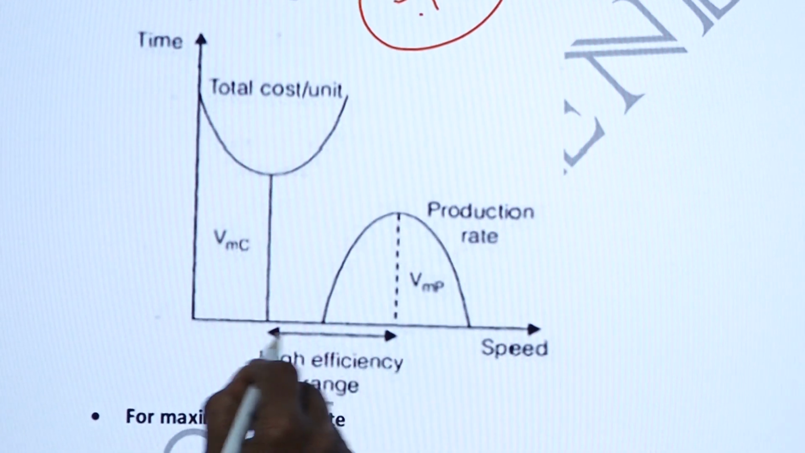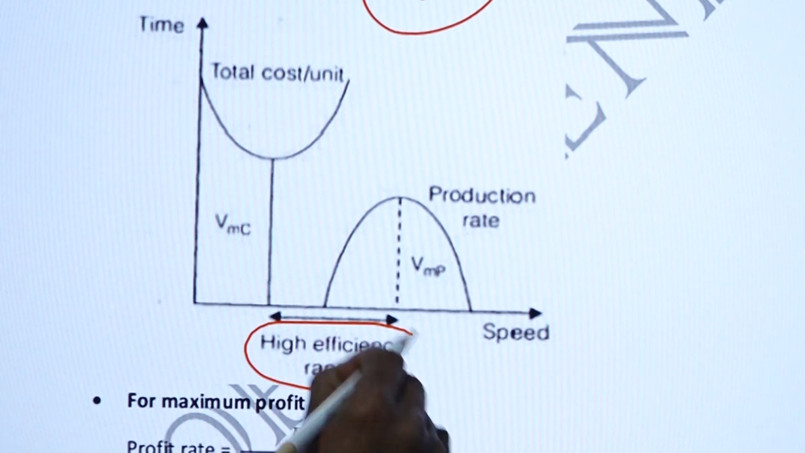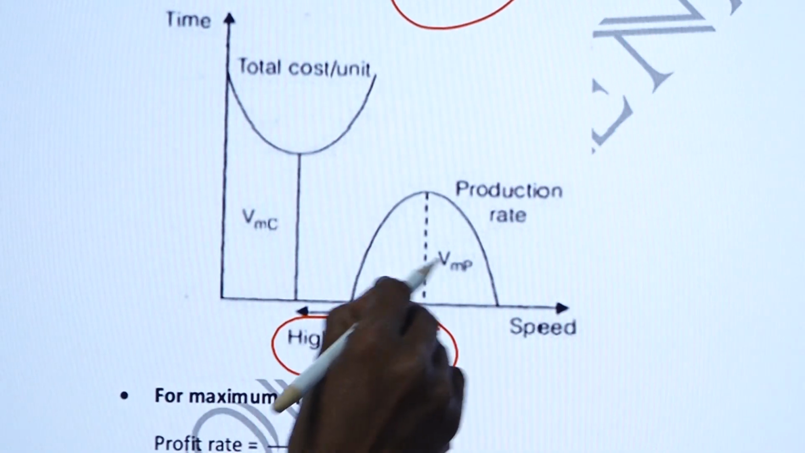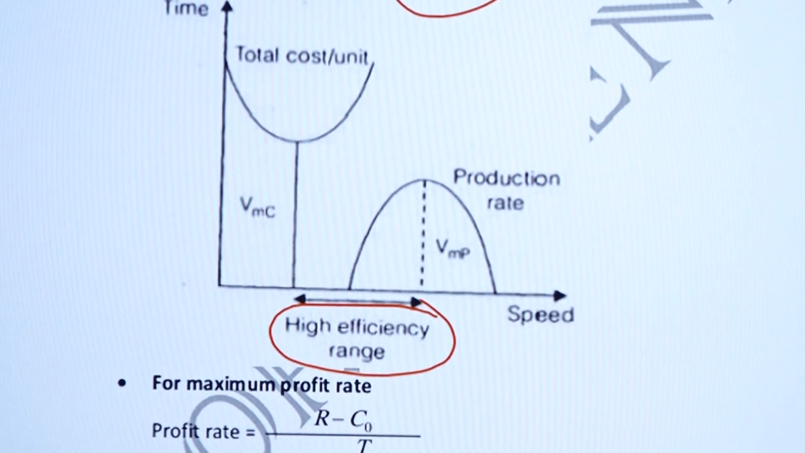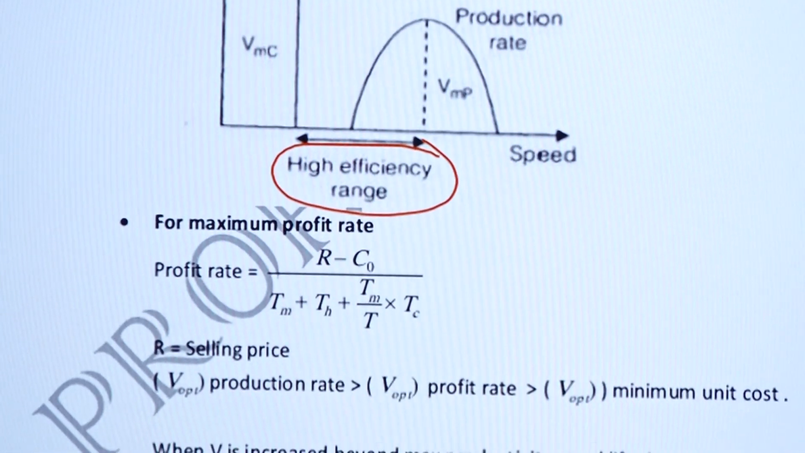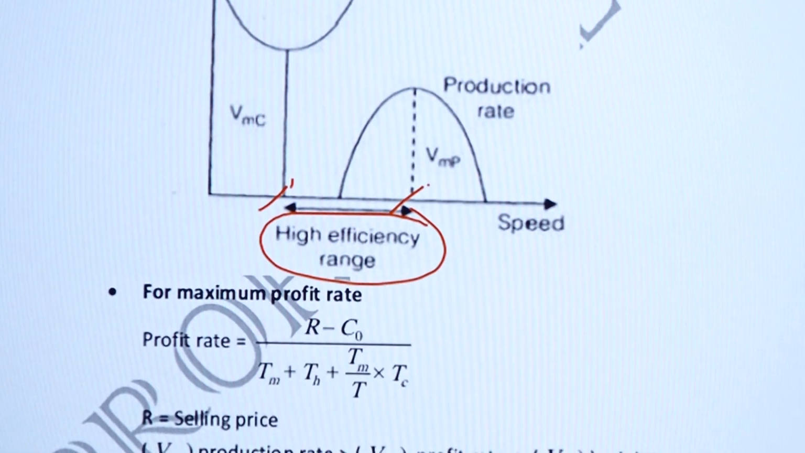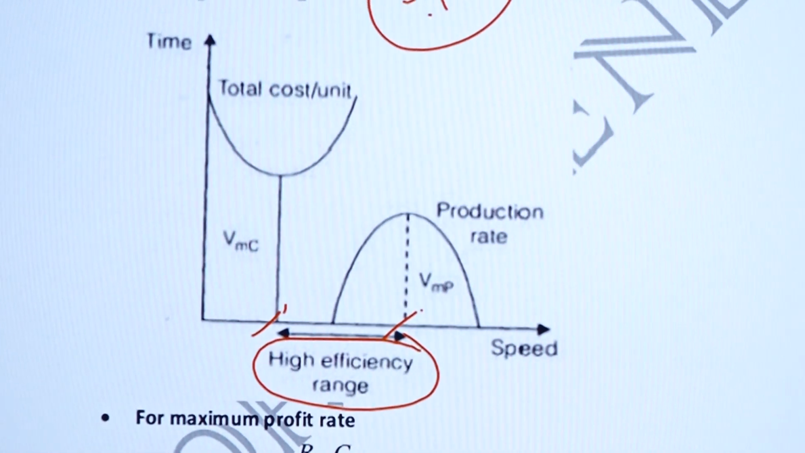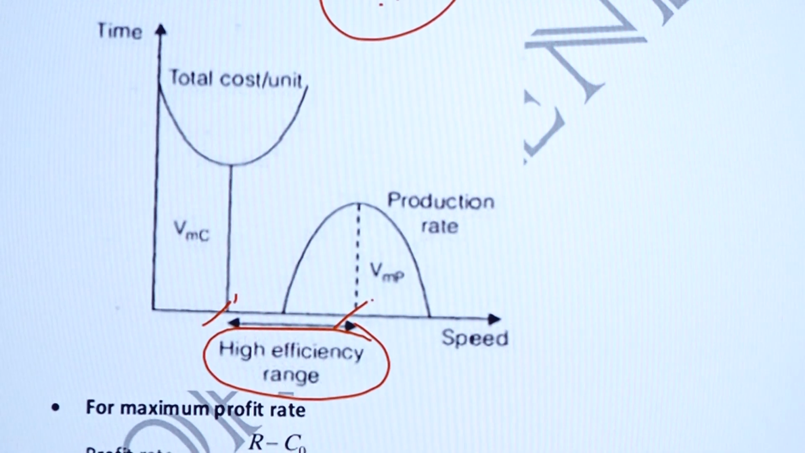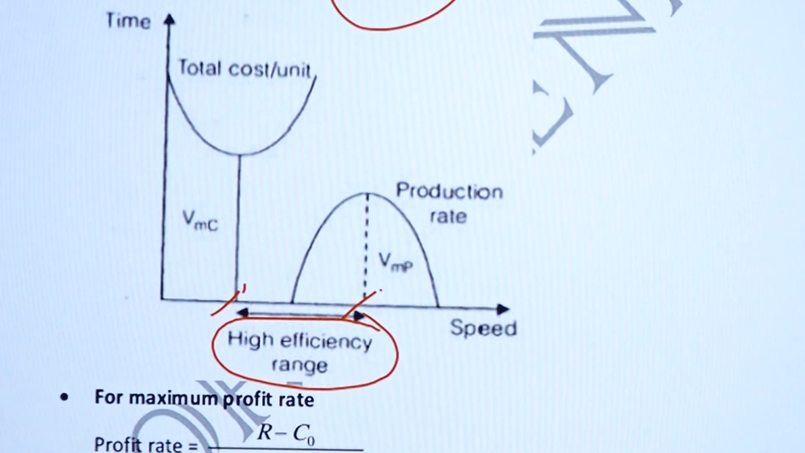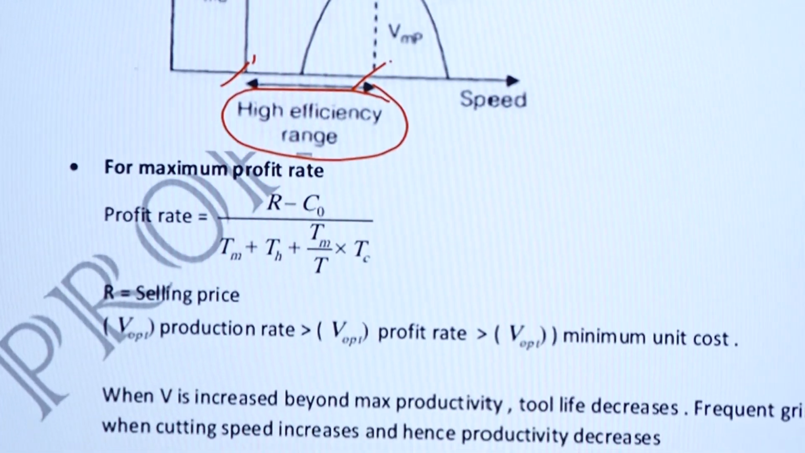The deviation between the velocity at minimum total cost and the velocity at maximum production rate is called the high efficiency range. So if this zone from here to here, it is the high efficiency range. What do you mean by high efficiency range? The range between the minimum cost to the maximum productivity.